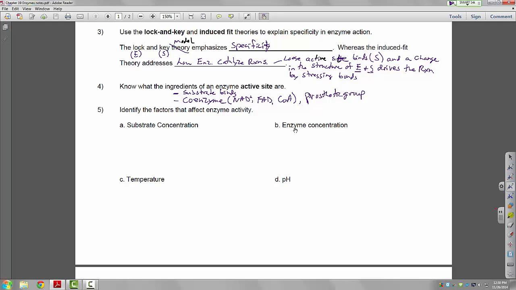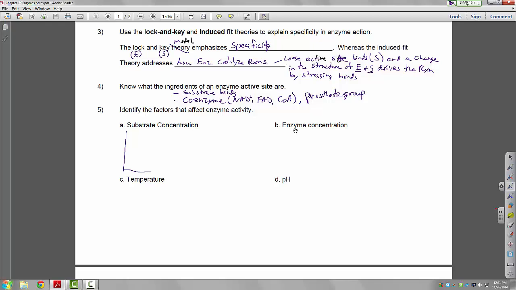So remember, a prosthetic group is a molecule that is not protein but is required for function. So these are the types of things you'll find also in the enzyme active site, or other molecules that are required for function but are not actual amino acids. All right. Factors that affect enzyme activity.